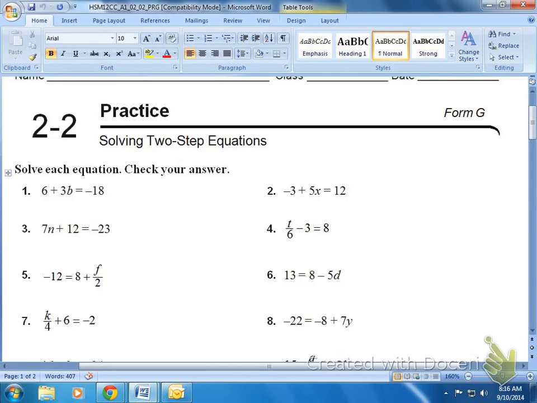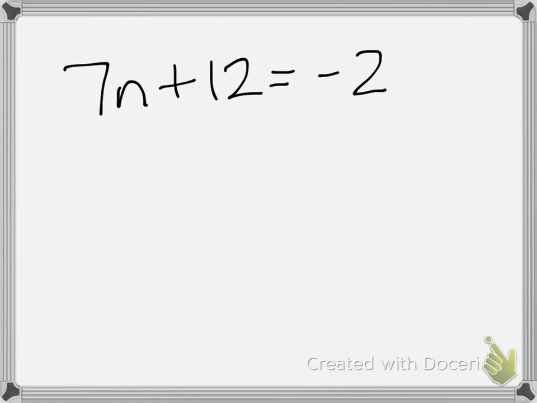All right, so let's try another one. 7n plus 12 equals negative 23. All right, so the first thing that we would add or subtract to take away from the variable, we would do our addition and our subtraction. So 7n plus 12 equals negative 23. The first thing we would remove, I hear you saying it, is the 12. It's a positive 12, so what do we need to do? We need to subtract 12, okay?